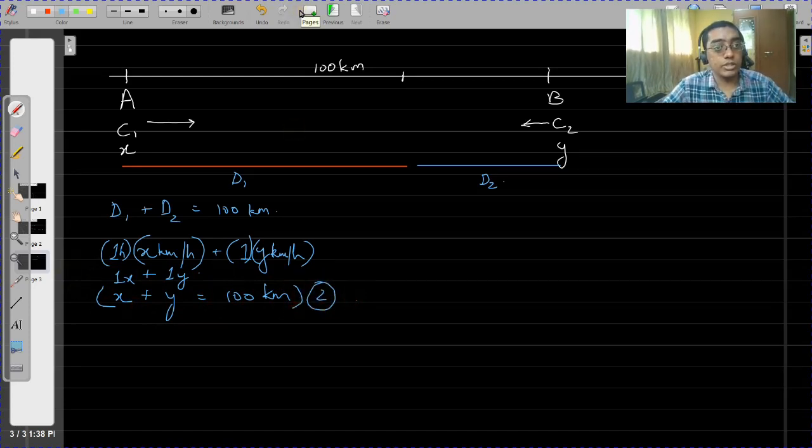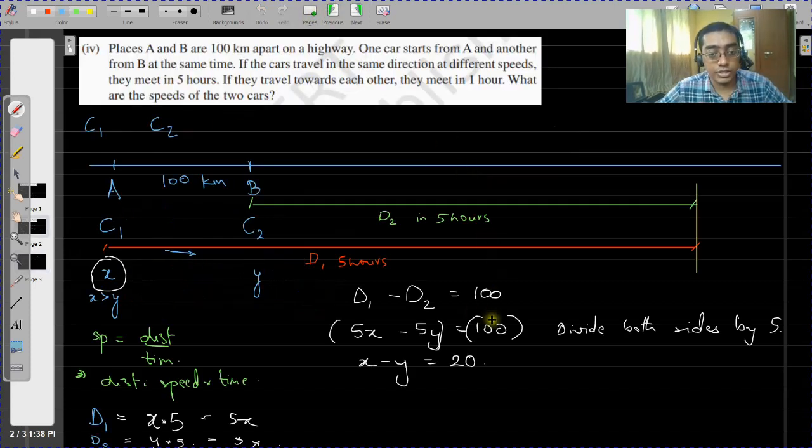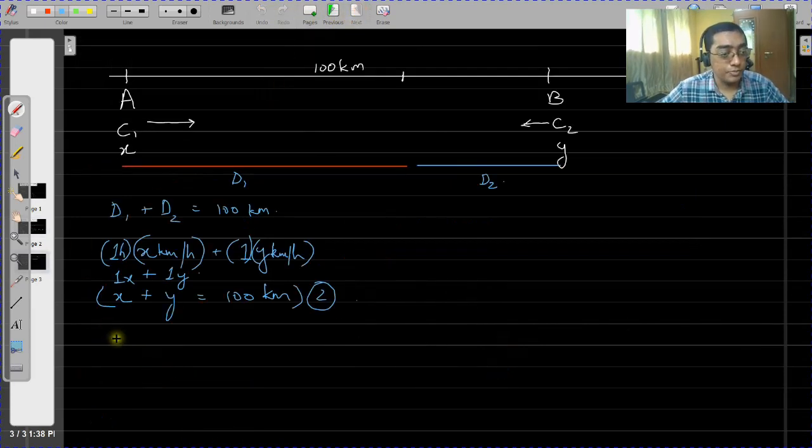Now we have the first equation over here. First equation, x minus y equals 20. This is the first equation. So I bring x minus y equals 20 to the next page. Now from these two, I would like to find the values using the elimination method.